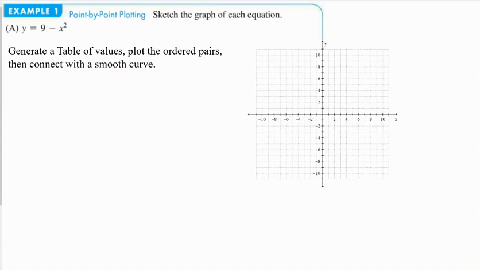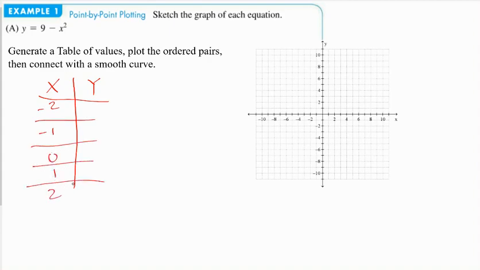So they're asking that we generate a table of values for y equals 9 minus x squared. So we'll create a table with x and y. We choose the x values, -2, -1, 0, 1, 2. This is the independent variable because we can choose its values freely. The y is the dependent variable because for each x you choose, you must plug it into the equation, and that will give you the value for y. So values for y are dependent on values of x.